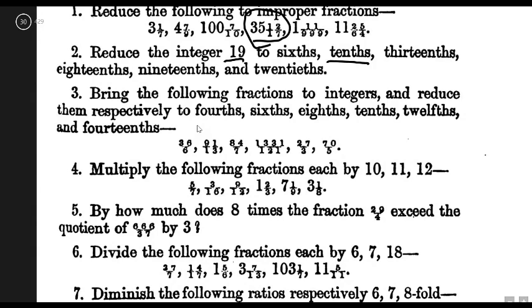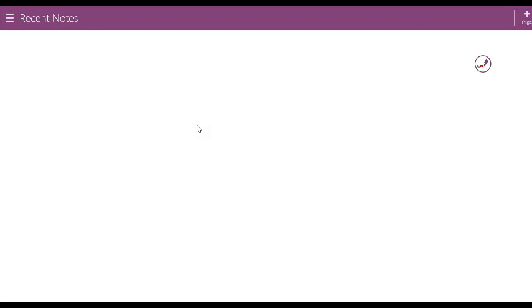Okay, bring the following fractions to integers and reduce them respectively to fourths, sixths, eighths, tenths, twelfths, and 14ths. That's unnecessarily complicated, but oh well. Okay, so we'll do eighths, and how about 27 thirds? Okay, so we've got our numerator, our denominator, and in this case we want to end up with our denominator being eighths. So we had 27 thirds.